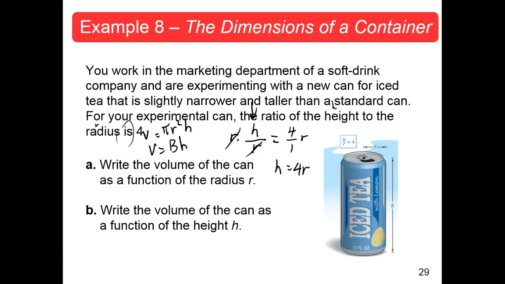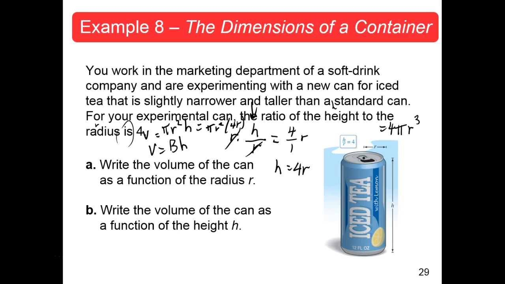It's 4r. Now, you come up here to this volume formula, pi r squared h, and you got pi r squared, and the h is 4r. Okay, now you can manipulate that a little bit. I'm running out of room. Let's bring the 4 out front, so that would be equal to 4 pi r cubed. There we have it. There is the volume of that can as a function of r alone.